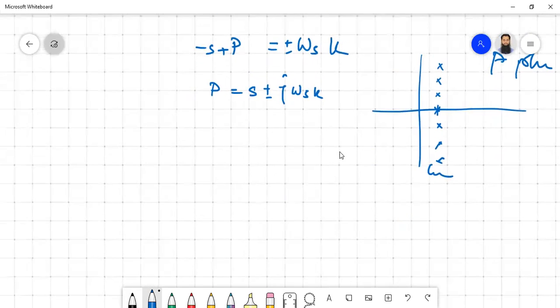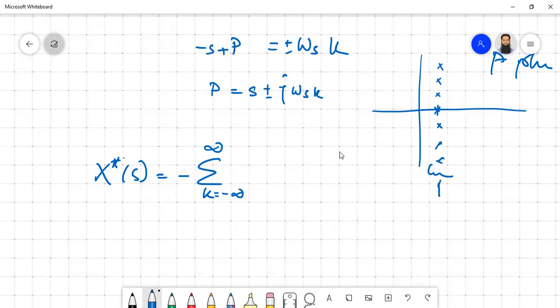So we know the pole locations. Because pole locations are important to find out the residue. So our residue theorem: x star s equals minus the summation of k from minus infinity to plus infinity, because it starts from minus infinity and goes to plus infinity. Then you have the limit p tends to s plus j omega s k, and that function will be multiplied by the pole. So the pole is at p minus s plus j omega s k.